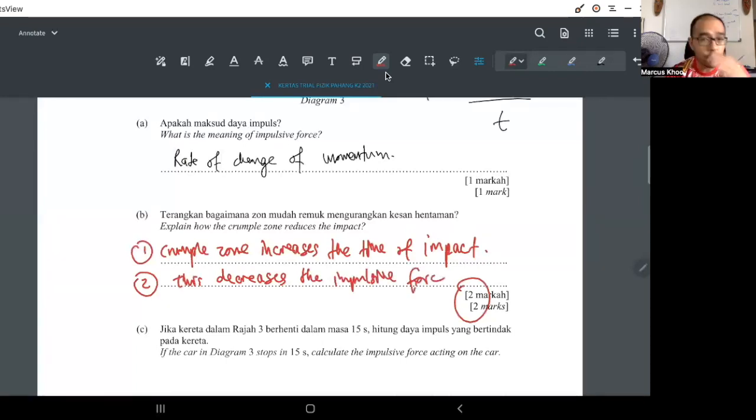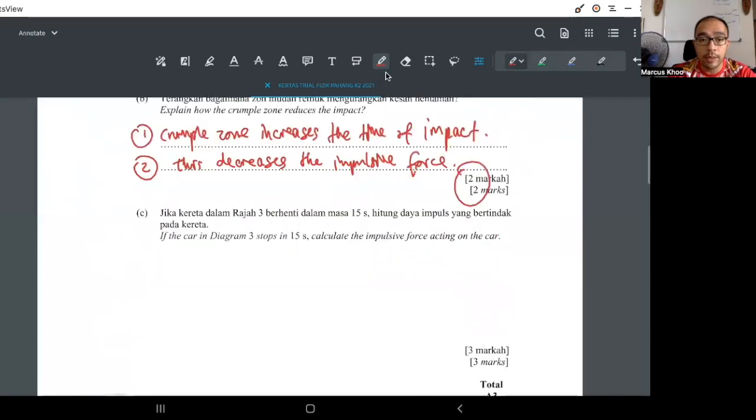Okay, whenever we talk about impulsive force, point 1 and point 2 always come together. One, something decreases the time of impact, and what we get is the time of impact becomes very small, and the impulsive force becomes very big. Okay, so either way, but whenever you explain an impulsive force question, always bring these 2 points out. You must mention them, because they come in a pair, they have to come together.